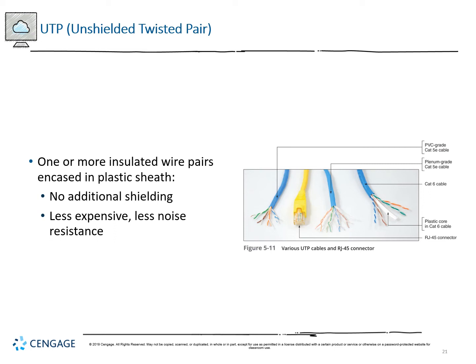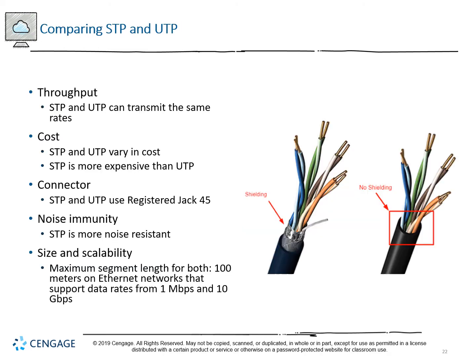Now, because unshielded twisted pair doesn't have any additional shielding besides the plastic sheath, it's much less expensive to create, but we do have to rely on the cancellation effect almost entirely just to prevent the noise and the interference that could occur. Now, STP and UTP can transmit at the same speed, but the amount of potential interference means that the throughput that we receive is going to be much higher with shielded twisted pair.